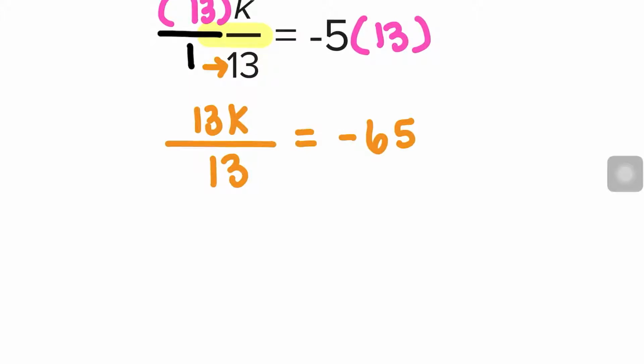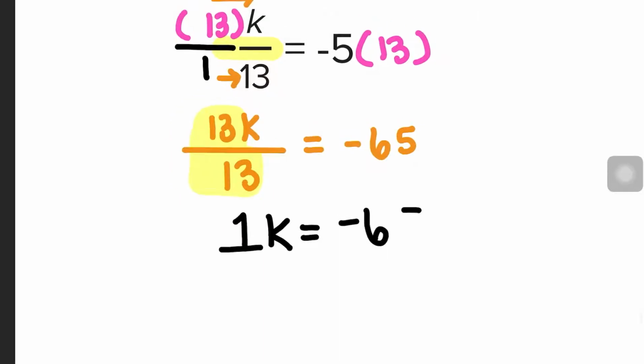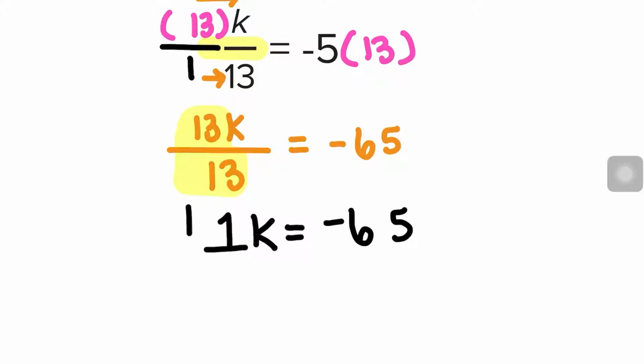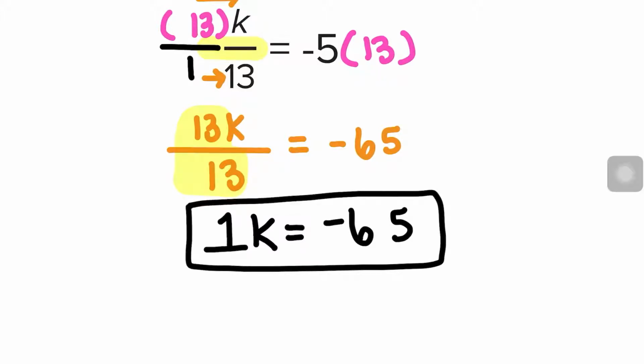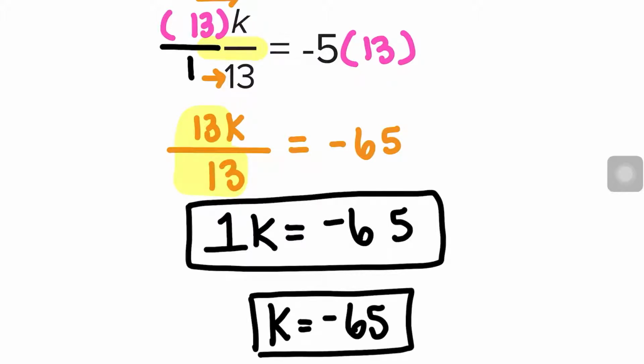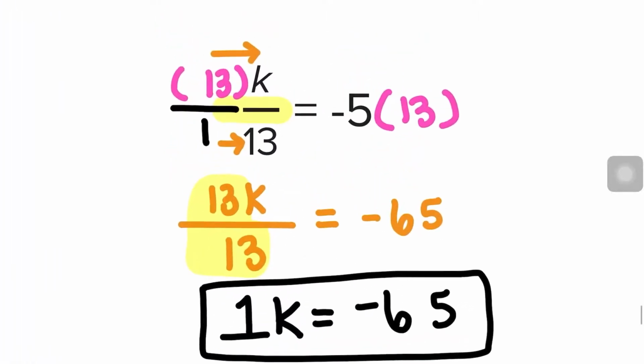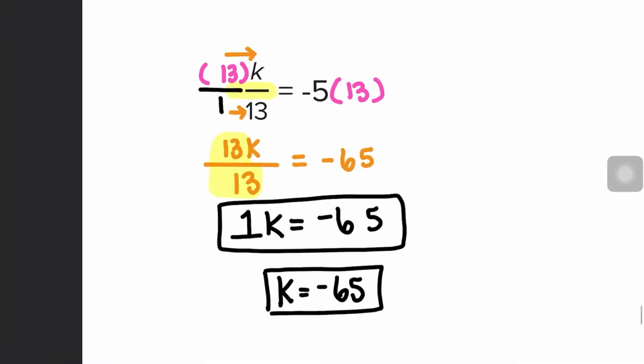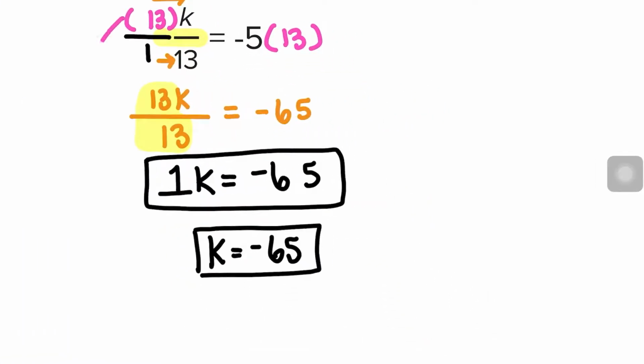But wait, I said that your coefficients have to be a 1. So what's 13 divided by 13? Well, 13 divided by 13 is 1k equals negative 65. There you go. So this can be your answer, or k equals negative 65 can be your answer. So again, that is why I have to multiply by 13, because if I multiply by 13, it's going to get us 1.